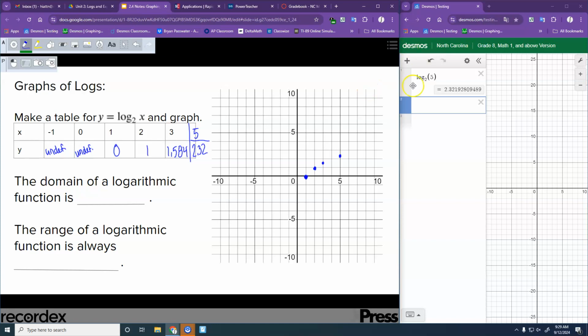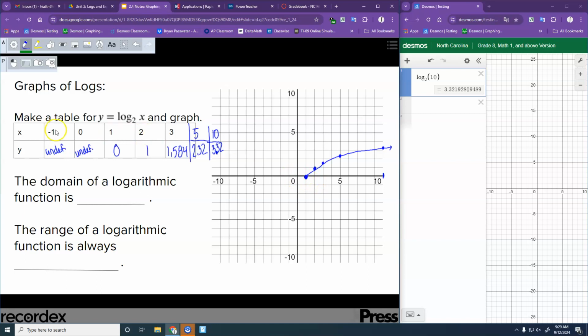Let's plug in 10. I got 3.32. So that'd be a 10. So 1, 5, 6, 7, 8, 9. 10 is actually like right here. I'd be just a little above 3. So this side of the graph seems to be doing like this, like going up, but going up pretty slowly.